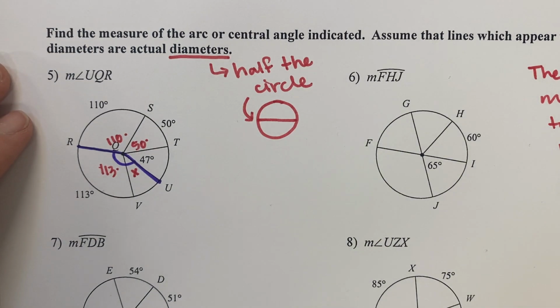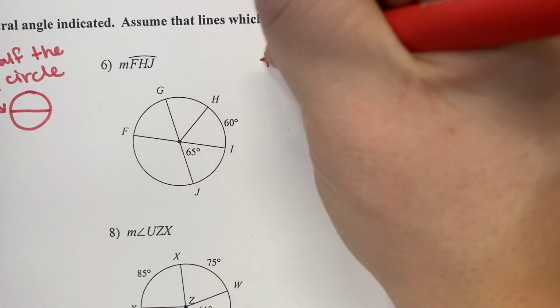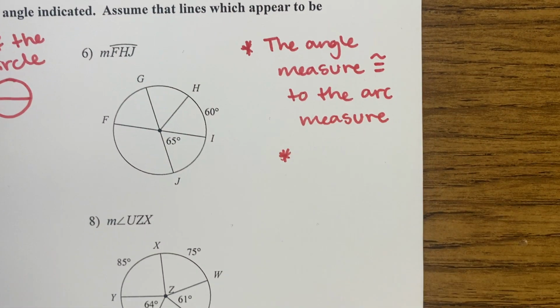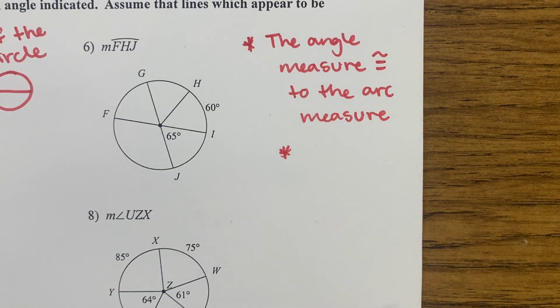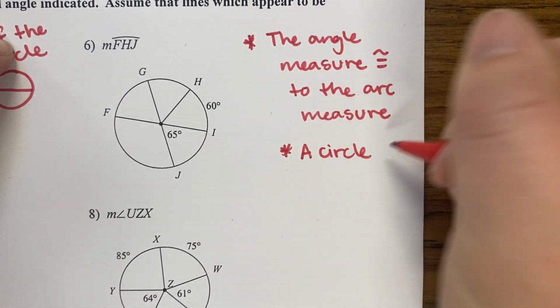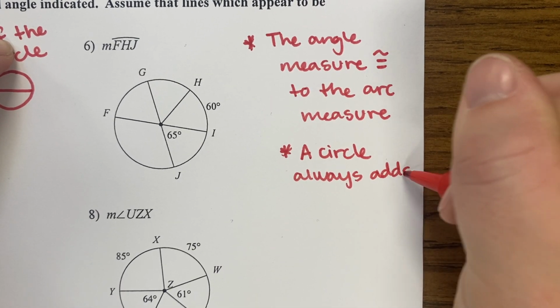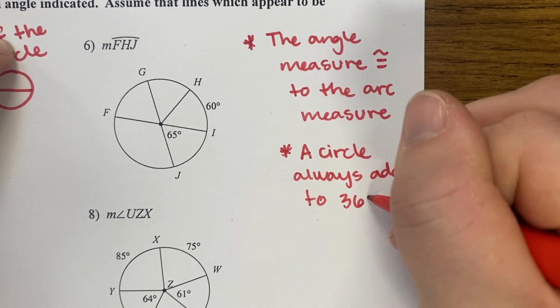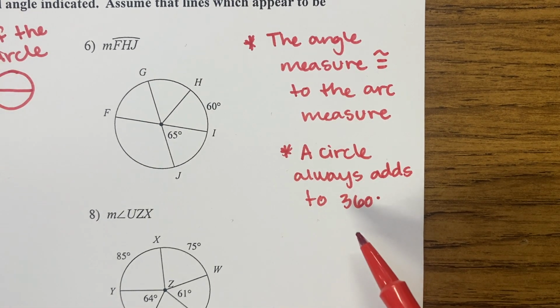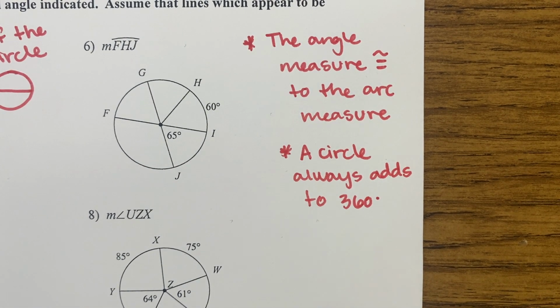Okay, so another note we need to make on our paper. Okay, so we'll say this is a starred note and another starred note right here. Just like when we were talking about triangles always being 180 degrees, quadrilaterals are always 360 degrees, a circle always adds to 360 degrees. Okay, think like if you are a skateboarder, if you're doing a 360 or any kind of trick, that means you're turning in a full circle.